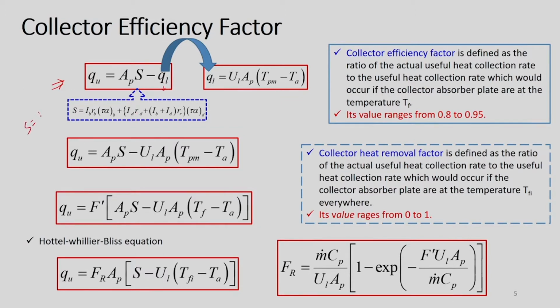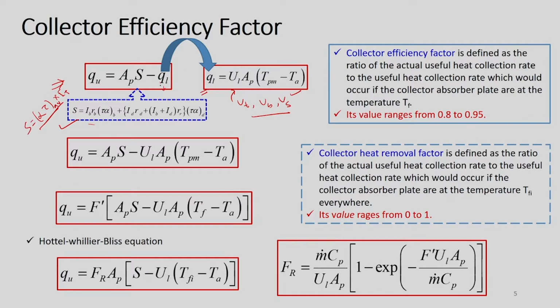S is something like alpha tau average multiplied by IT. That also I can write, or we can very precisely use this expression, right, and QL is nothing but UL AP TP minus TA. So, if we know UT top loss coefficient, then bottom loss coefficient, then side loss coefficient, then we can calculate what is UL, and once we know UL, then we can calculate what is QL.